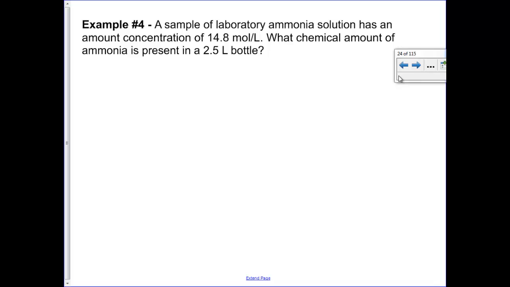Our goal is to find the chemical amount of ammonia. Do you guys know what chemical amount refers to? It actually refers to moles. Chemical amount, if you ever get asked to solve for that, it refers to how many moles there are. So if I'm asking you to find how many moles there are, how do I put these numbers together? That'll work, yeah. I'm going to do it the other way around if that's okay. I'll do 2.5 times 14.8.